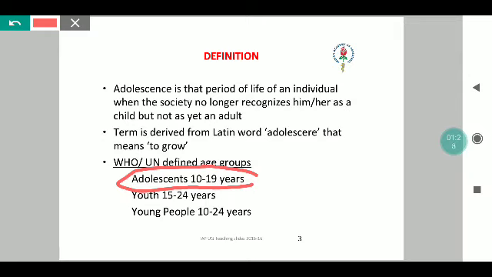So, by definition, the age group of adolescence is from 10 to 19 years, and if you see the origin of the word, it comes from the Latin word adolescere, which means to grow. So, adolescence is nothing but the growing period of life.